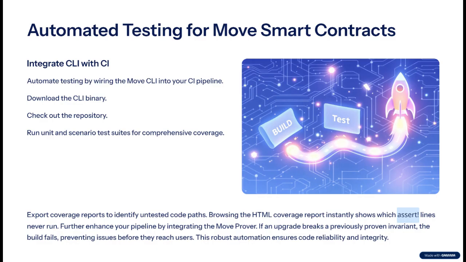A flaky manual test run on your laptop isn't DevOps. Wire the CLI into CI: download the CLI binary, check out the repo, run both unit and scenario suites, then export coverage. Browsing the HTML coverage report instantly shows which assert lines never run. Finally, wire the Move Prover into the same pipeline. If an upgrade breaks a previously proven invariant, the build turns red long before users notice.